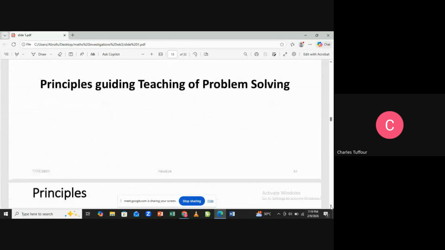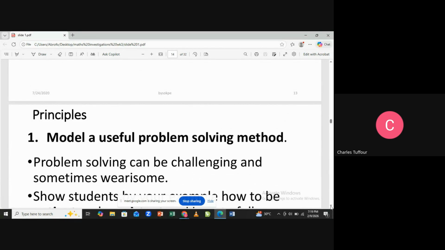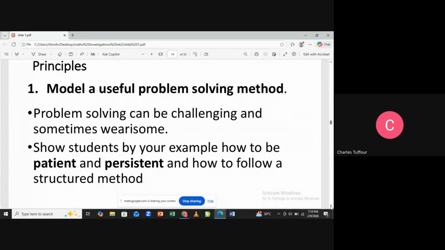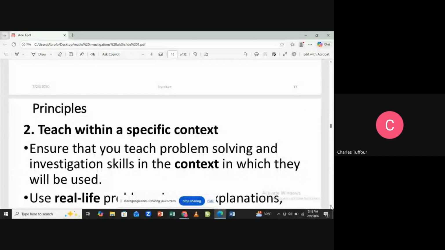Now, principles guiding the teaching of problem solving. Take note, this could be a full question in the end of semester exams. Principle number 1: model a useful problem solving method. Problem solving can be challenging and sometimes worrisome. Show students by your example how to be patient and persistent and how to follow a structured method. So here you teach learners how to use the appropriate method to solve the problem encountered.